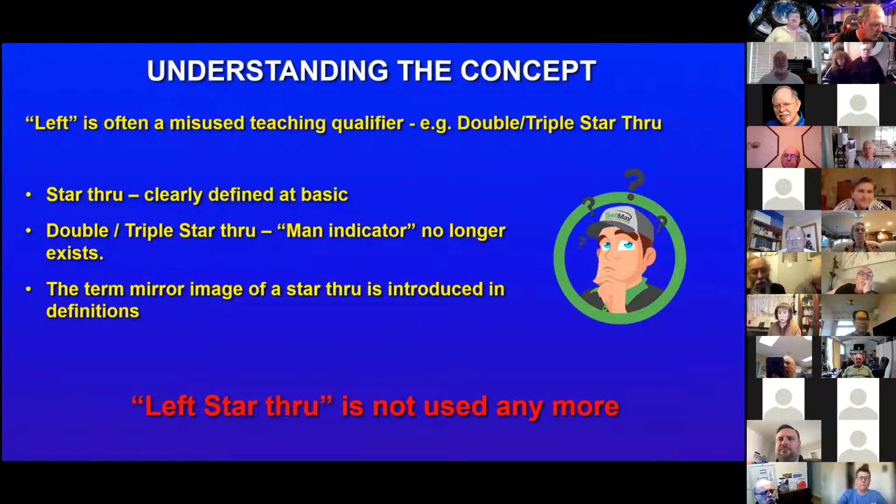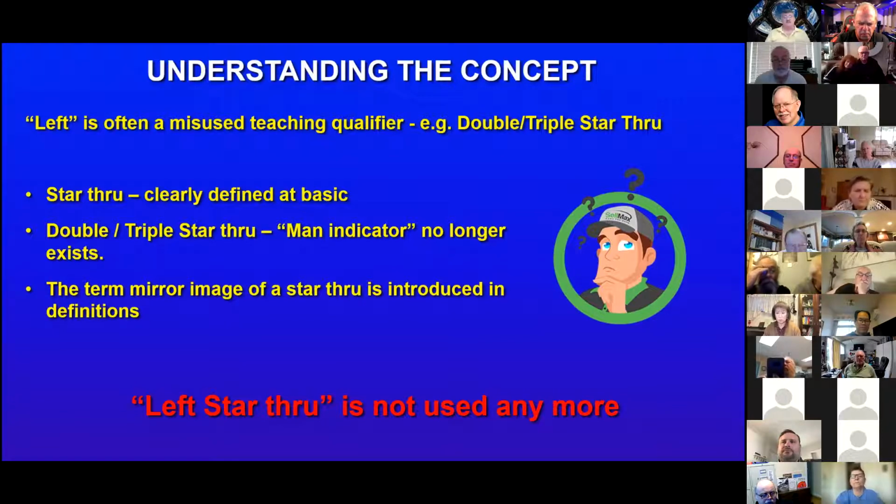So if we want to understand this concept, let's have a look at one movement. The one I've chosen is star through. Now, it was pointed out to me recently, however, that the term left is often used as a qualifier for teaching, which still leads to confusion in the applications by those that see an experienced caller using it and believe it to be correct. So if you're mentoring somebody and you use left star through as an example to explain something, they think it's perfectly legitimate. It's perfectly allowed. It's perfectly okay.